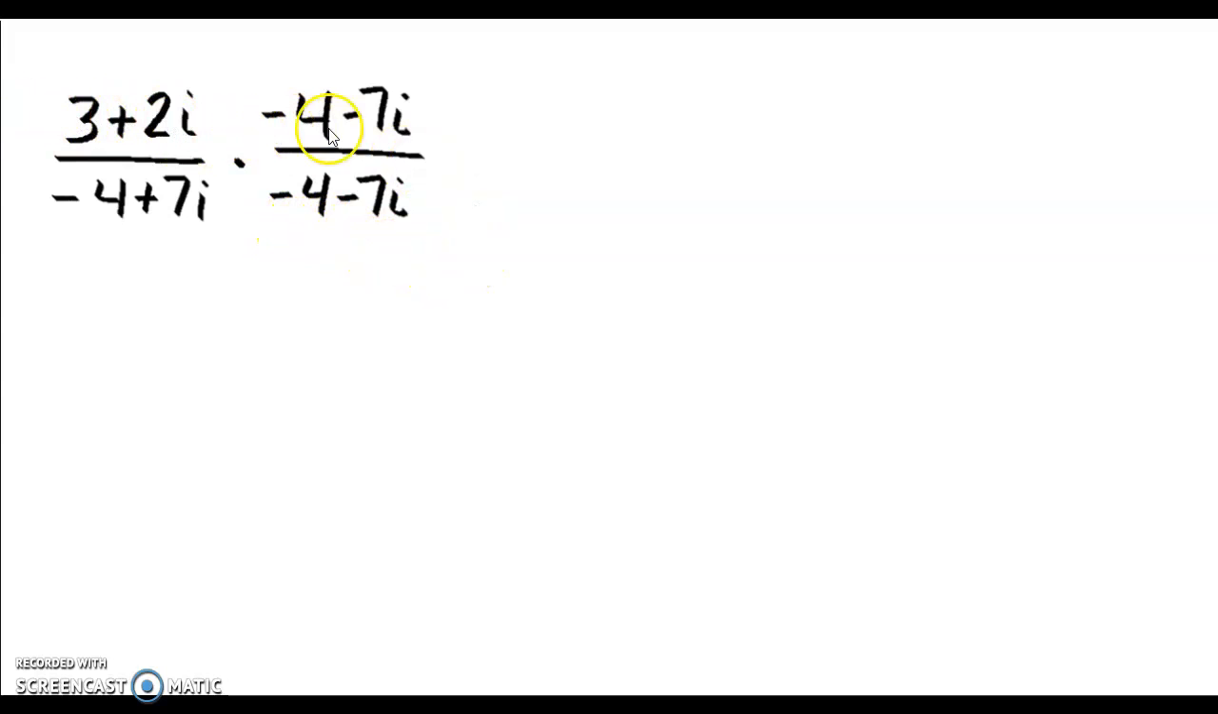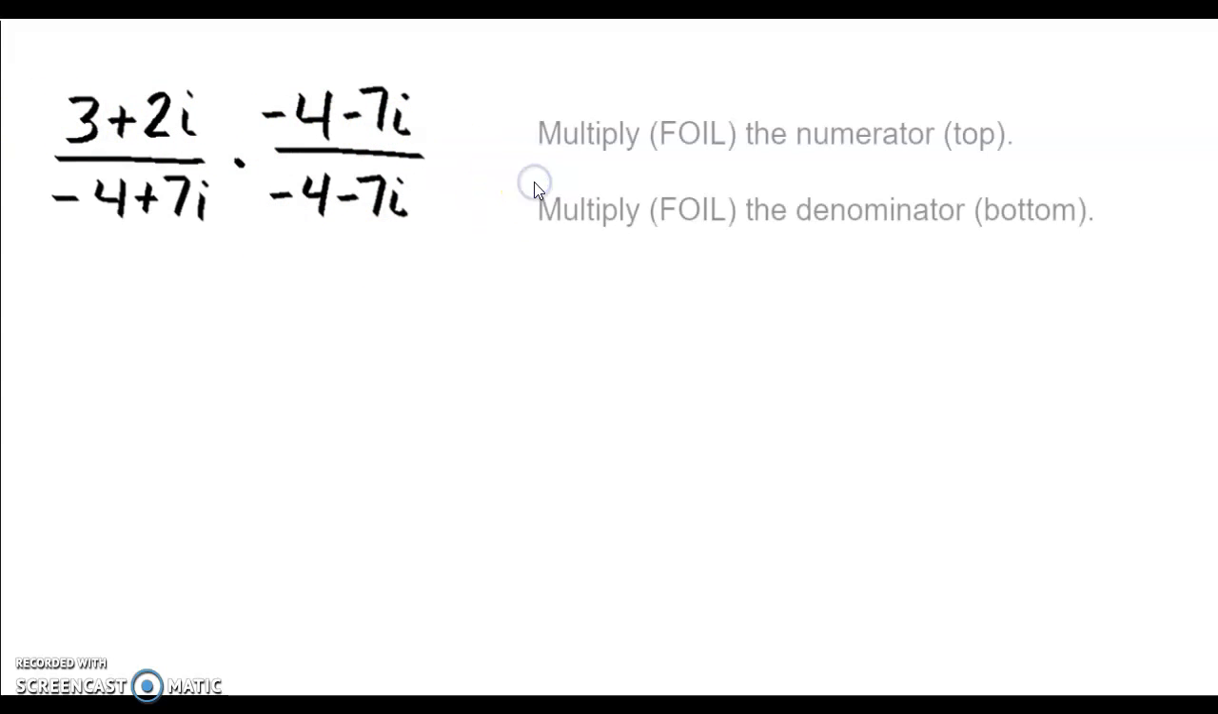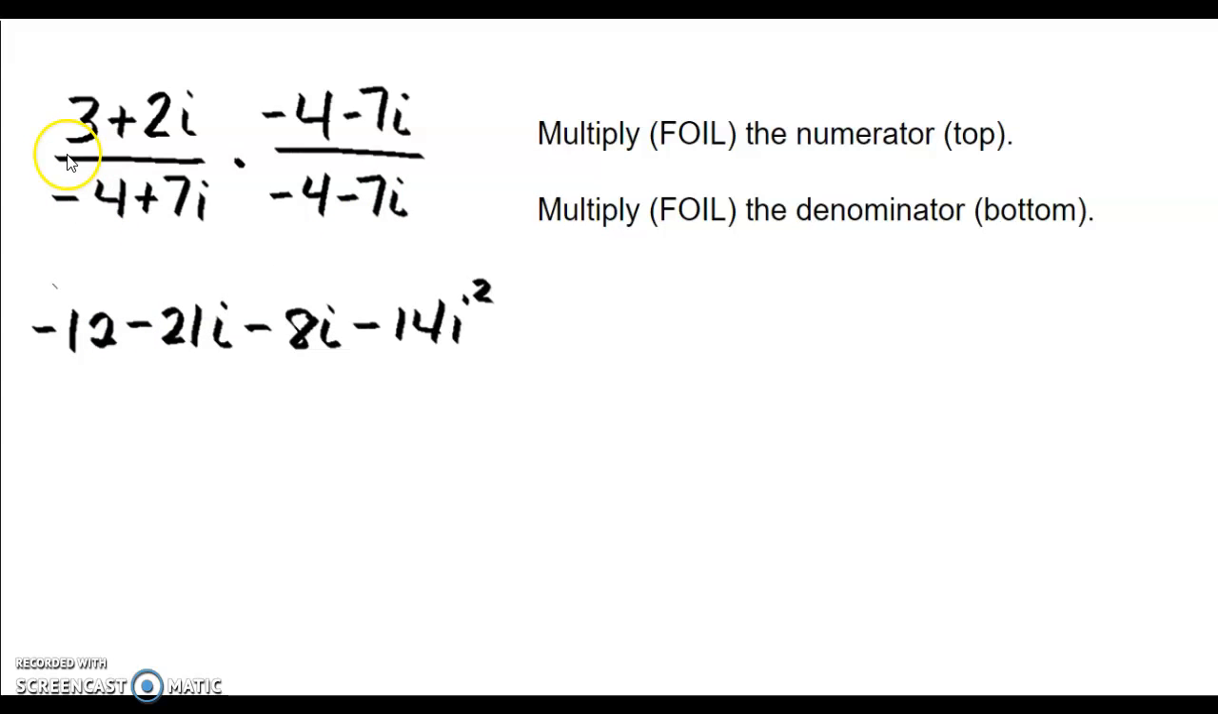We're going to multiply across the top and then multiply across the bottom. So FOIL the numerator and FOIL the denominator. Let's go ahead and take care of the top. So 3 times -4 is -12. 3 times -7i is -21i.